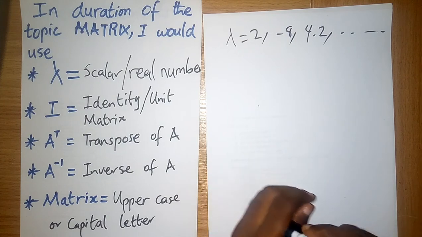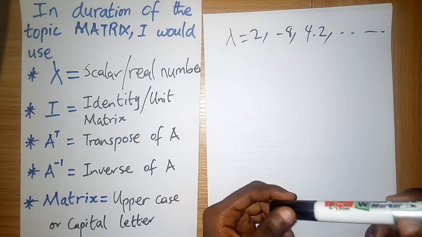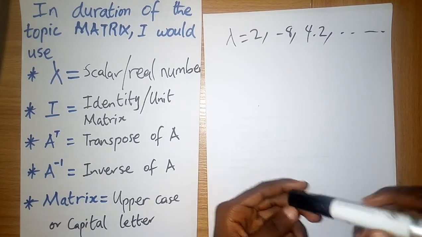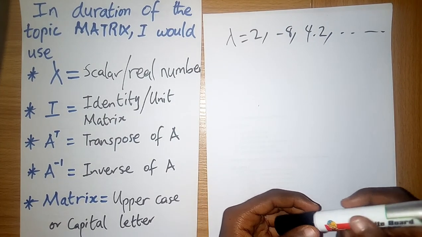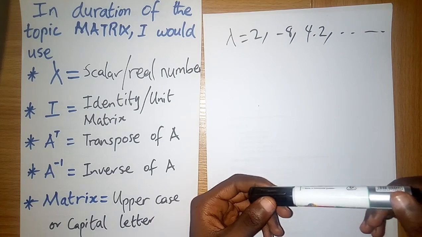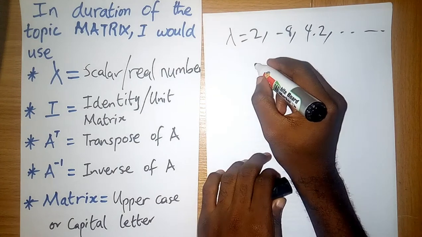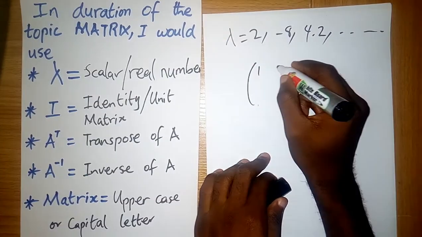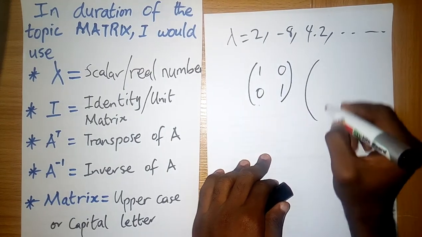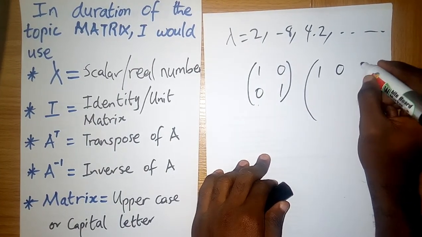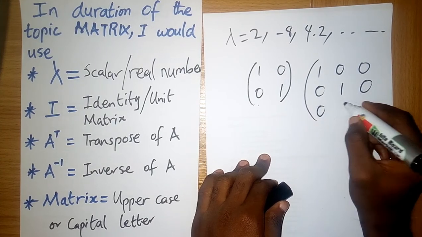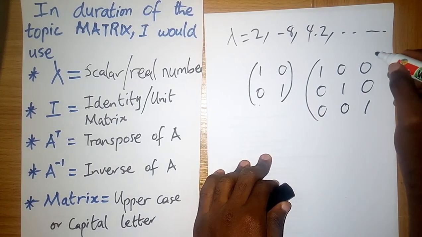Then I will be for the unit or identity matrix. A unit matrix is a square matrix where only the diagonal is one, something like this: 1 0 0, 0 1 0, 0 0 1. In subsequent videos we'll see what a square matrix is. So this is a unit matrix.